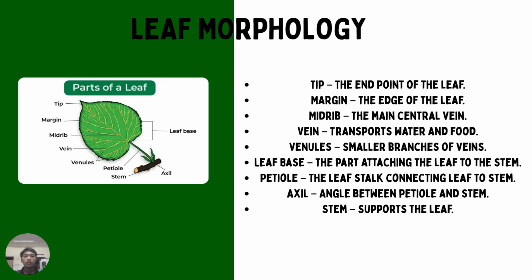For the leaf base, the part attaching the leaf to the stem. Petiole, the leaf stalk, connecting the leaf to the stem. Axil, the angle between petiole and stem. And stems support the leaf. We go to the next.